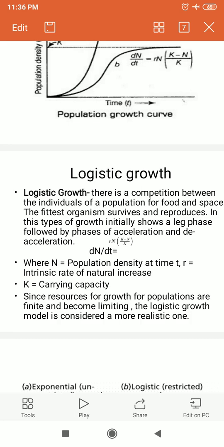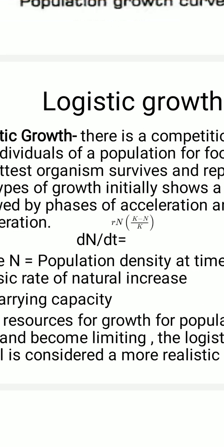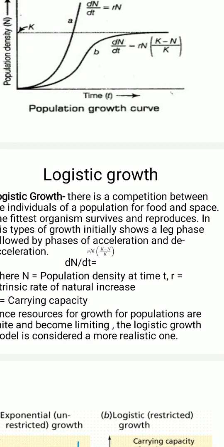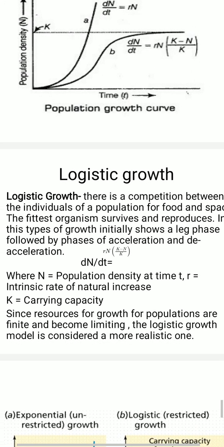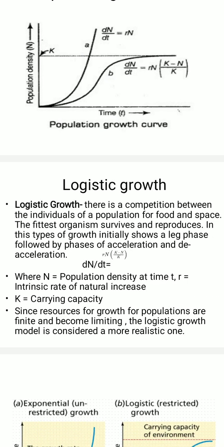Here the formula is dN by dt equals, it got shifted to the upper side, it should be written next to the equal sign. dN by dt equals rN (K minus N by K), where N is the population density at a time t, r is the intrinsic rate of natural increase, and K is the carrying capacity.